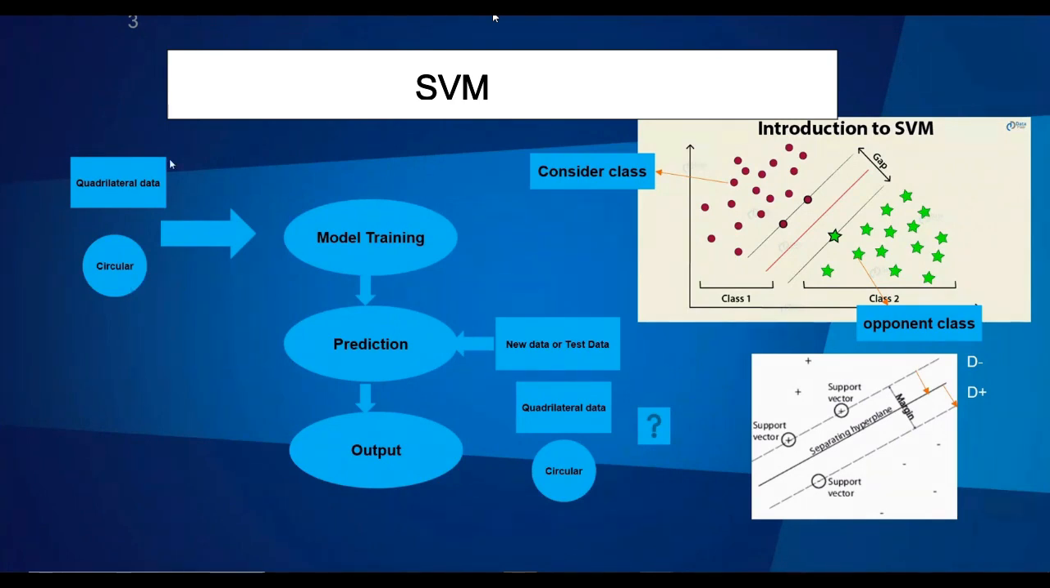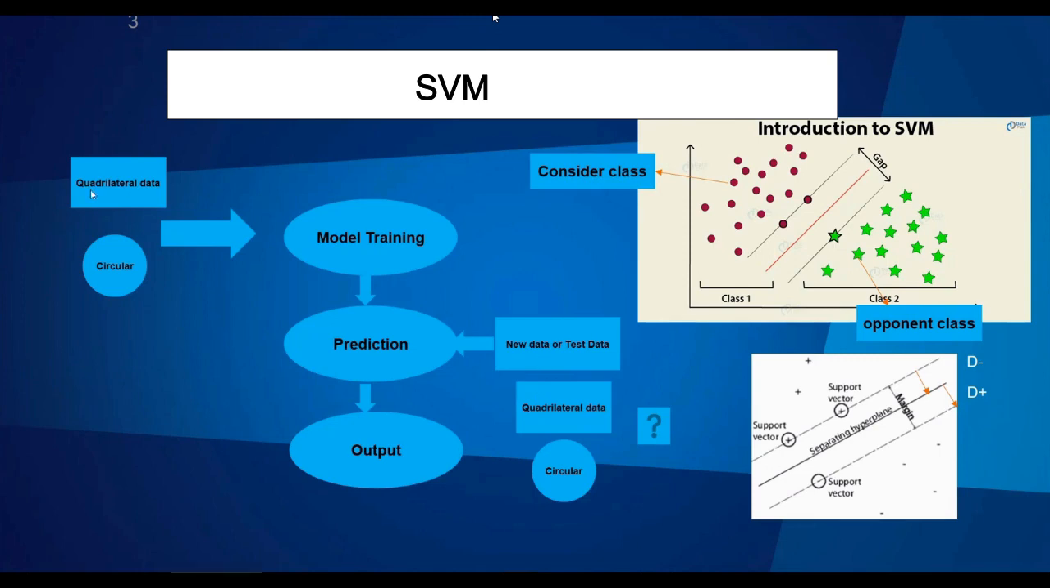Suppose I have the training samples. Here are two training samples: one is quadrilateral data and this is circular data. So these are my samples, and we are going to put these samples in our model. Once we put them in our model, the SVM will do some predictions.